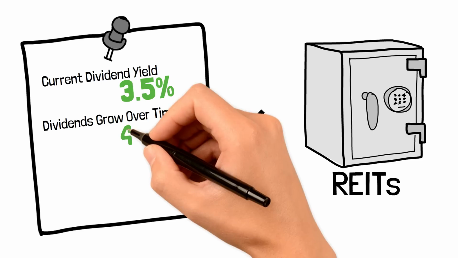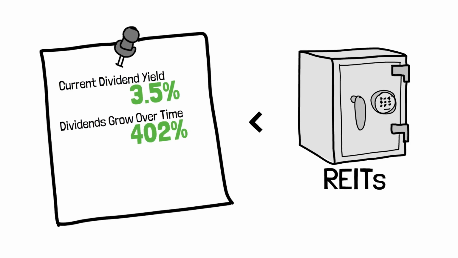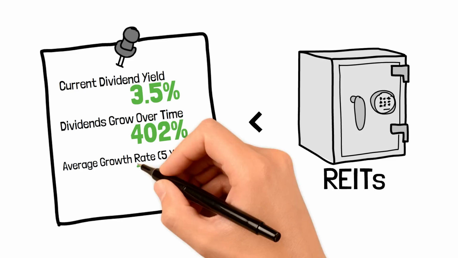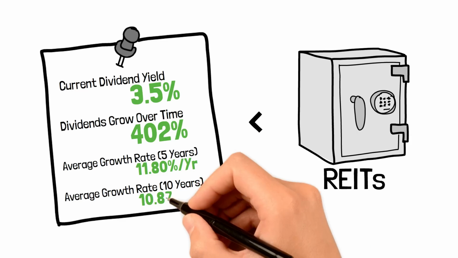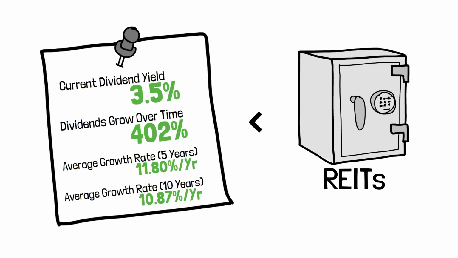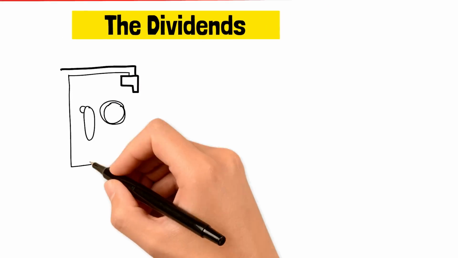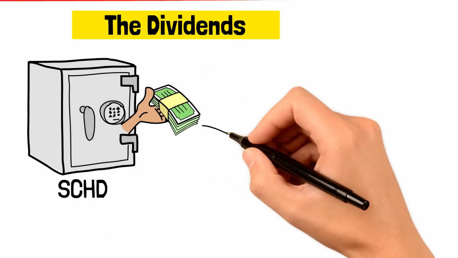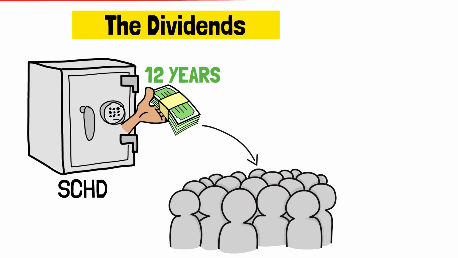Over the past 10 years, the dividend has grown by a huge 402%. Even over the last 5 years, it's been growing at an average rate of 11.8% each year. And over the past decade, it's been growing at around 10.87% annually. If SCHD keeps growing its dividend between 8 to 12% like it aims to, that's pretty great. Plus, SCHD has been consistent with its dividend payments. It's grown its dividend for 12 years in a row now.